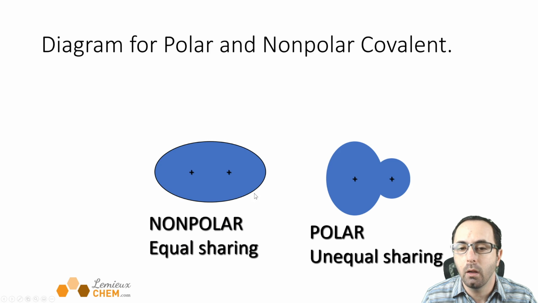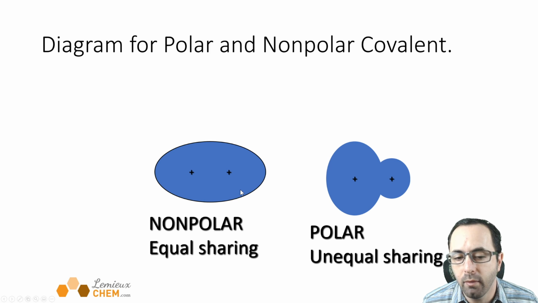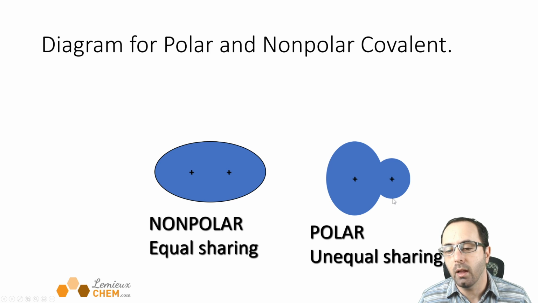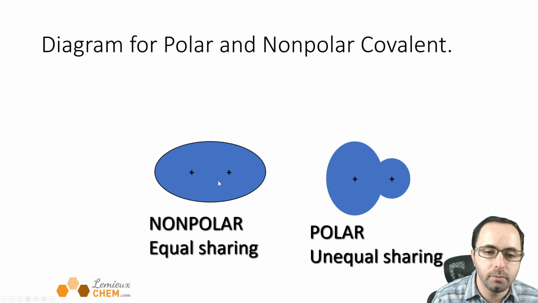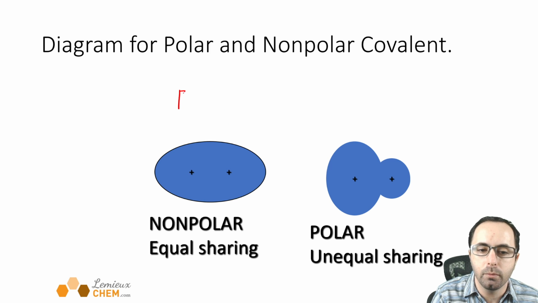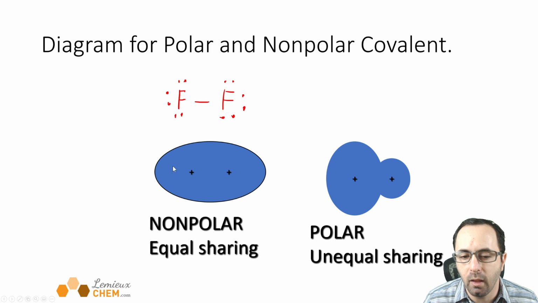This can be represented with electron clouds like this here. Electron clouds are a way of describing the relative electron density, or the place where the electrons are spending more of their time. So in a nonpolar molecule, like for example, let's say we had F2. In a nonpolar molecule like this, the electrons are shared equally between the atoms. So there's equal electron density on one side of the molecule compared to the other.